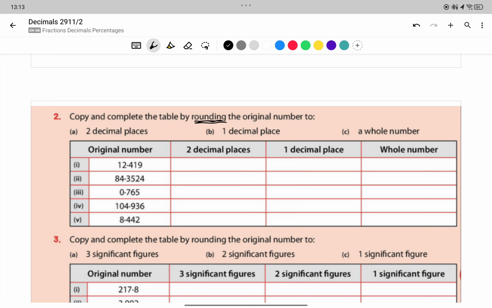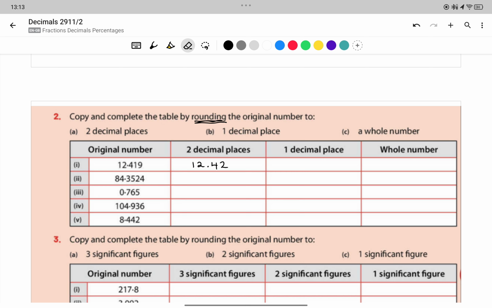And then you're going to practice some rounding. So these are going to be rounding decimal places. So you just fill in the table. So for the first one, 2 decimal places, you want to keep that. Look at the 9. Is it 5 or more? Yes. So you're going to get 12.42.